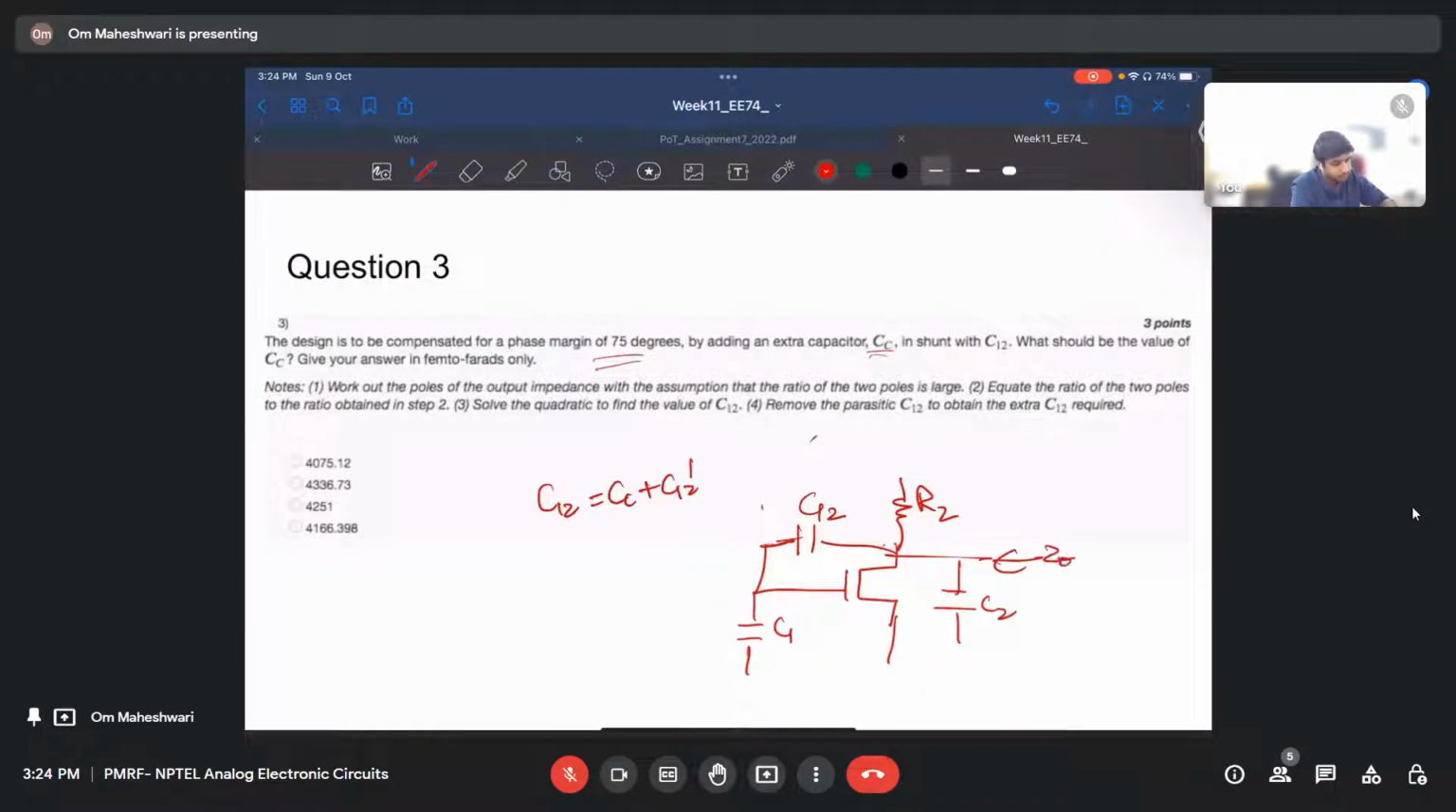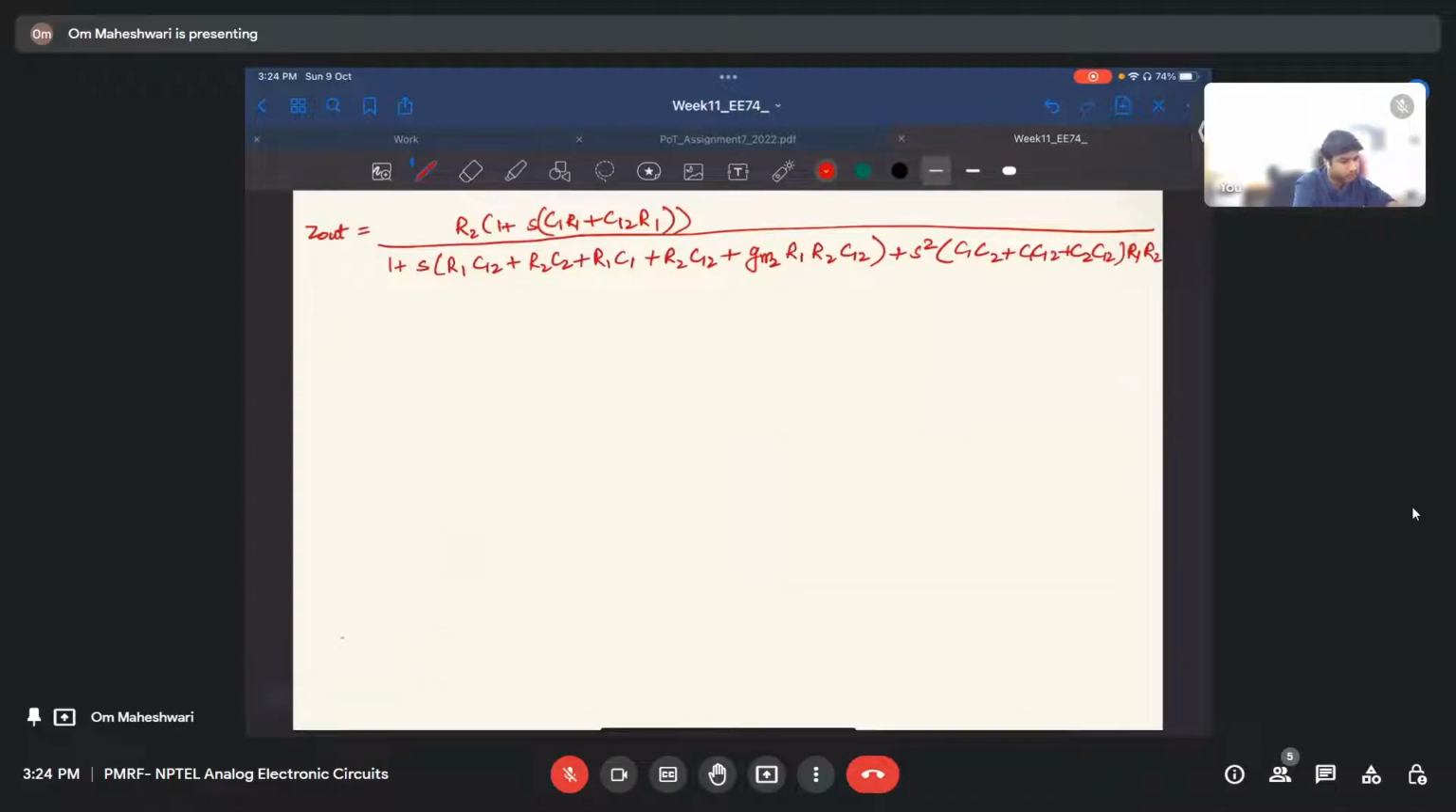Okay. So let us see how to do that. For Z out, we have already calculated. If we have this kind of situation, what is the Z out? Z out is this. We have already calculated in the previous question. So if we look at the denominator, it is 1 plus S times something plus S square times something. Since it is a quadratic equation, there must be two poles, right? So let me write it. It has two poles. Let's say 1 plus S T1, 1 plus S T2. If I solve this, it will be 1 plus S (T1 plus T2) plus S square T1 T2, right?